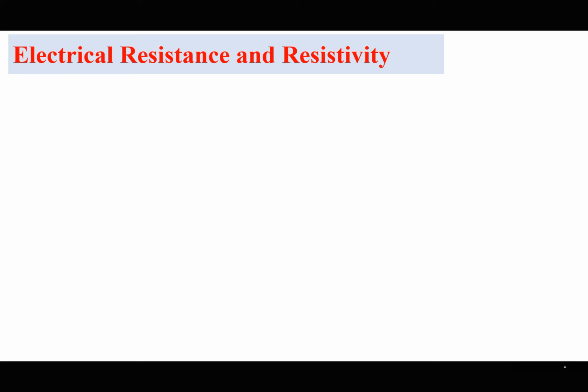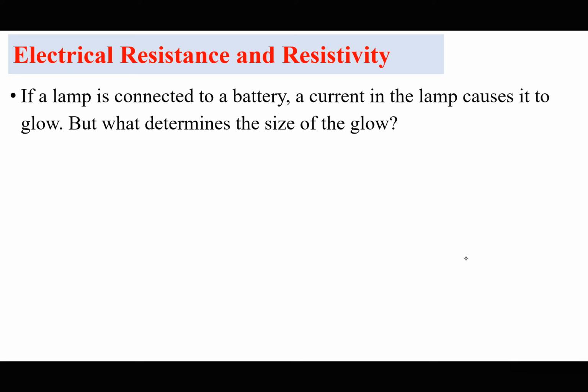as we shall see later on. So we notice that if a lamp is connected to a battery, a current in the lamp causes it to glow. That one we are much aware of. But what determines the size of the glow, or the brightness of the glow, is what we are going to explore in this lesson. We know it will glow, but what will make it glow brighter or dimmer?